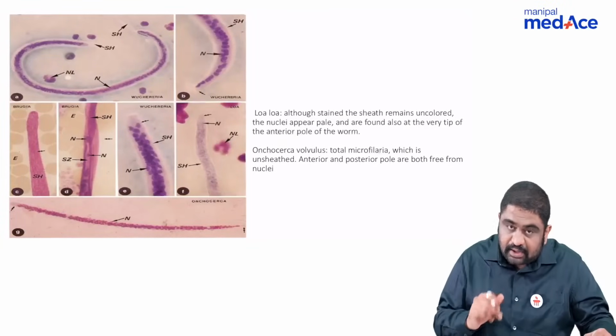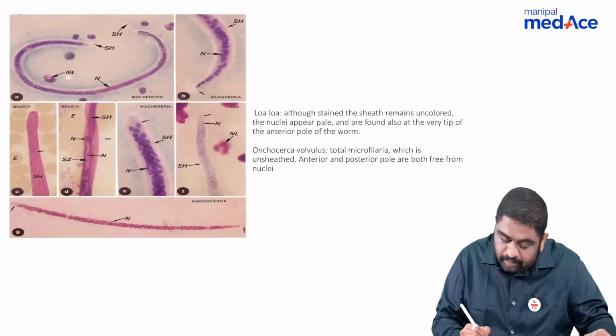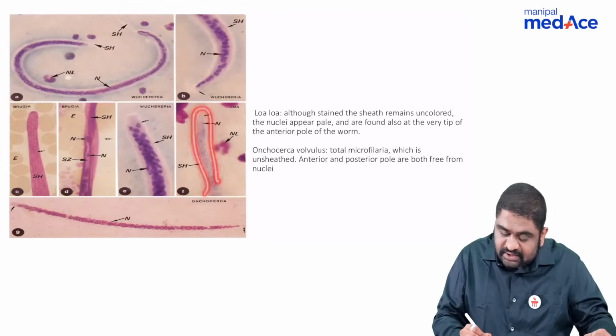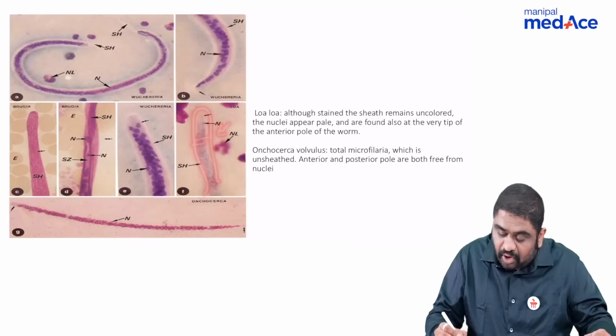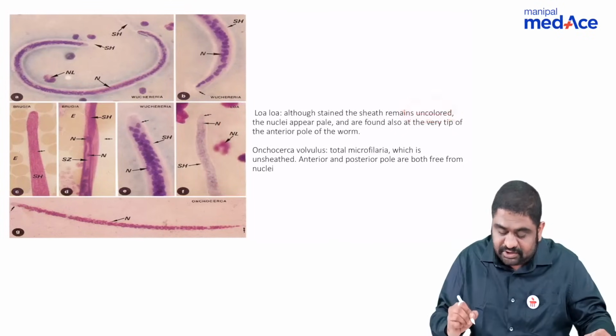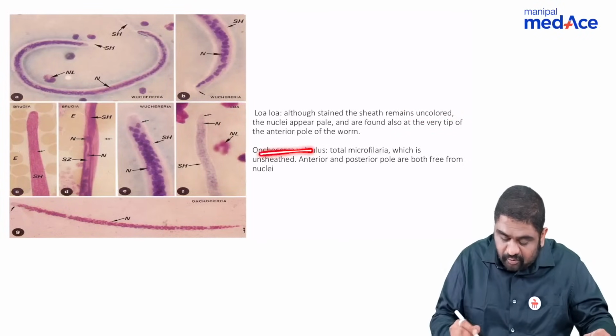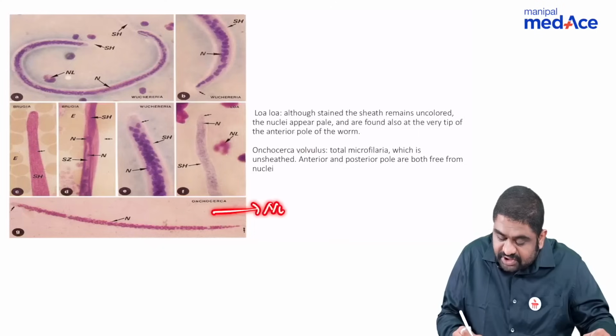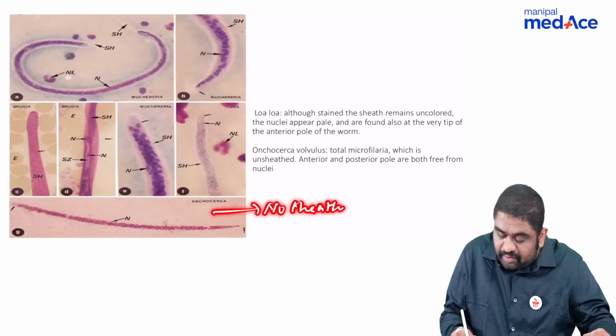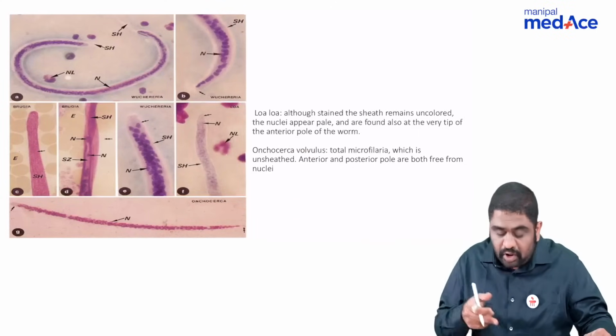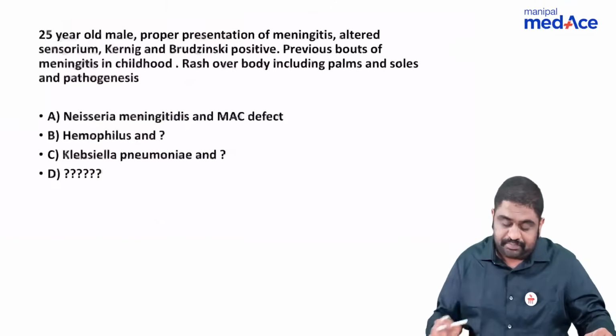So the other important point is when I spoke about Loa loa, it is sheathed, but the sheath is not actually colored. So it is an uncolored sheath. But in case of Onchocerca volvulus, there is no sheath at all. So this is an example of an unsheathed nematode, which is a filarial nematode.